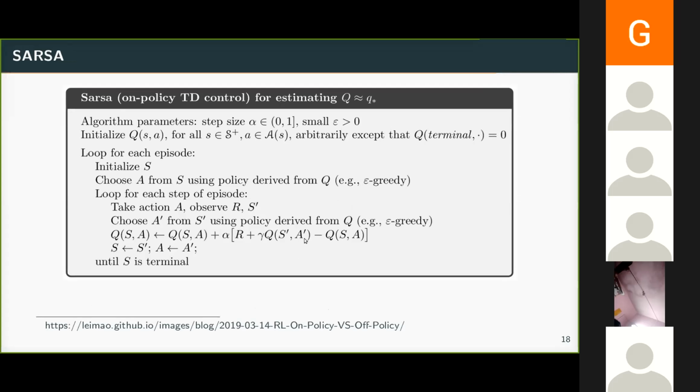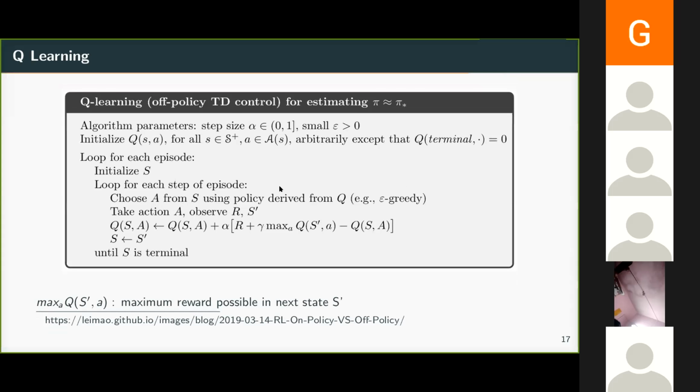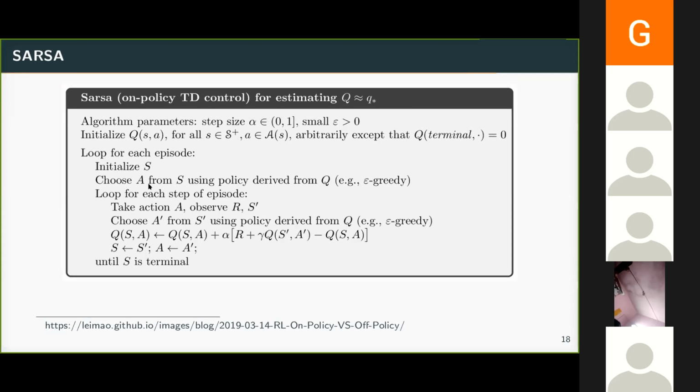Now, SARSA is another thing which will do policy. So you take an action A prime from S prime using the policy derived from Q. So you have a policy already. With that policy, you choose an action. So initial action also is chosen from a policy. So the only difference between Q learning and SARSA is the action in a particular state comes from the policy in SARSA. Action in a particular state is randomly taken in the case of Q learning. This is the only major difference.